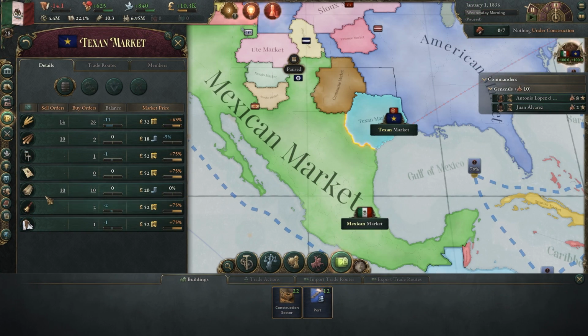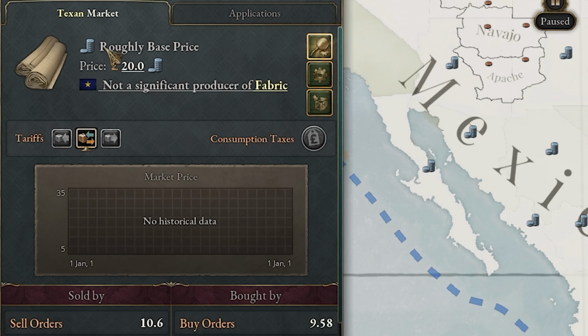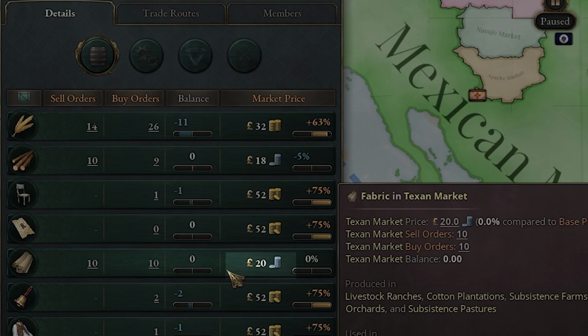When the buy orders and sell orders of a product are the same, the market price is the same as the base price of the product. So if we go to fabric and we hover over here, we can see it's actually 20 pounds. When we go back, the market price is 20 pounds.